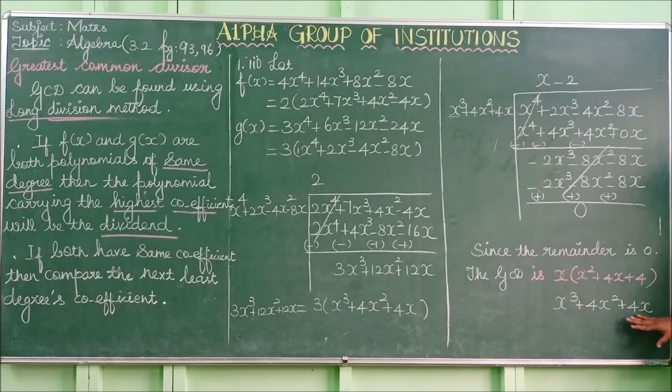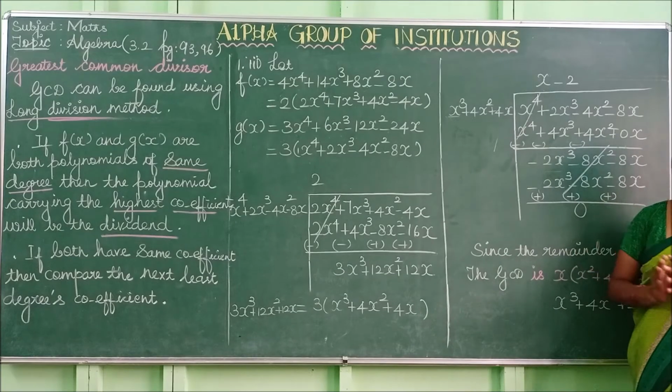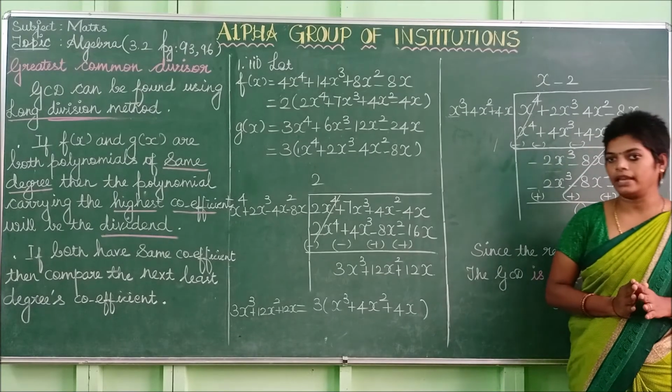Here all the terms contain that x term, so you can simply take x outside and write the values. If you take x outside, it means x squared plus 4x plus 4. Okay, so listen carefully. For doing the GCD, you must keep this in mind.